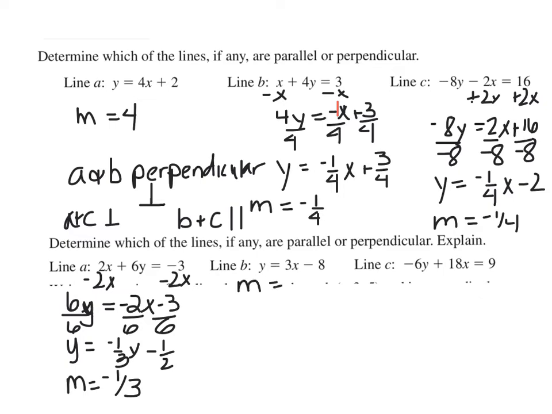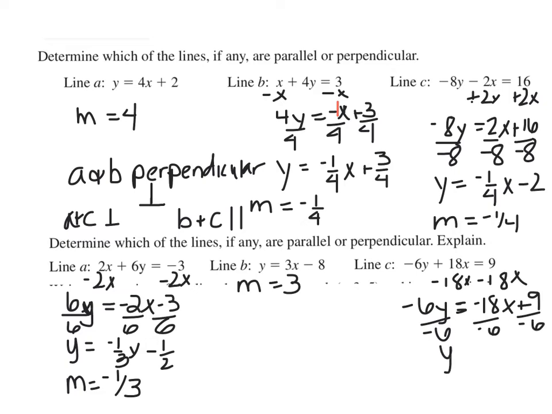And line B, m equals 3. It's already in slope-intercept form for us. On line C, minus 18x, negative 6y equals negative 18x plus 9. Divided by negative 6, we get y equals 3x. Negative 18 divided by negative 6 is 3. Minus 3 over 2. Reduce that fraction, dividing the 9 by 3 and the 6 by 3. So my m is 3 here.